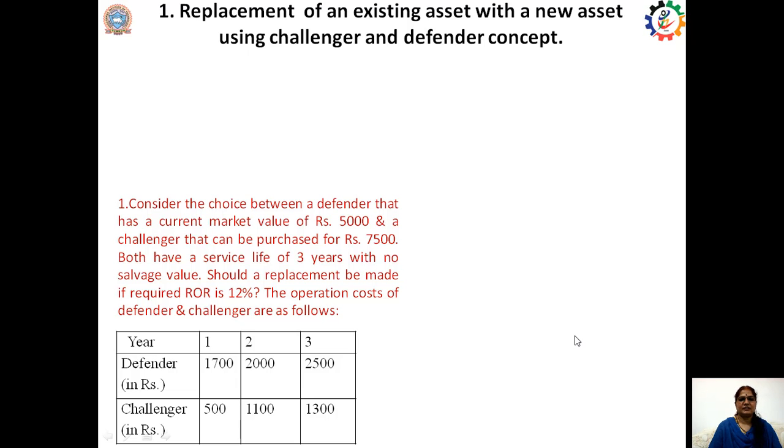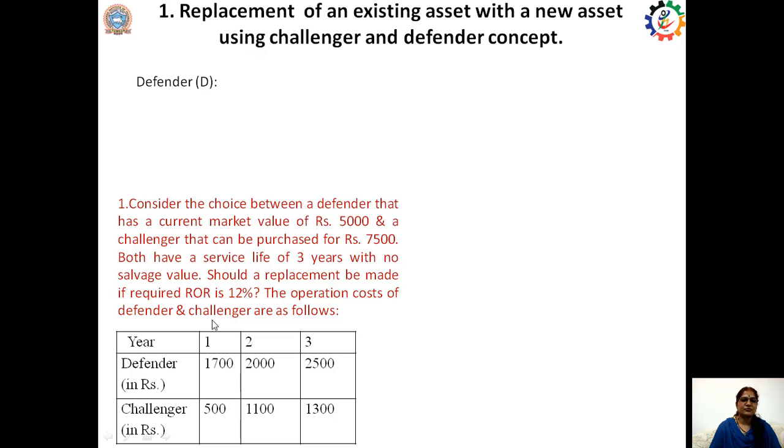Based on the theory part we have learned, let us solve the problems. Let us read the problem. Consider the choice between a defender, the existing machine, that has a current market value, that means first cost, purchase value, of 5,000, and a challenger that can be purchased for 7,500. The challenger is a new machine available in the market. Both have a service life of 3 years, the same life, with no salvage value. Should a replacement be made if the required ROR, that is interest rate of return, is 12%?